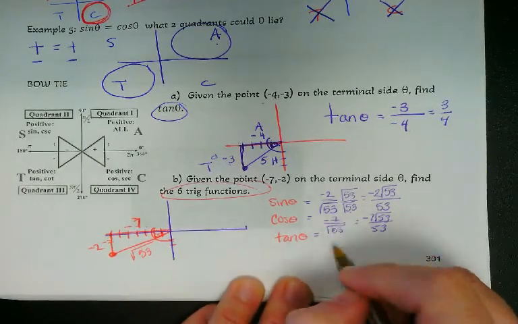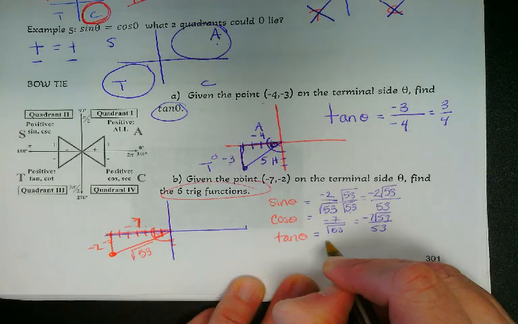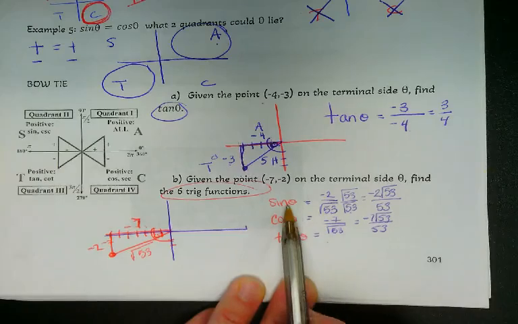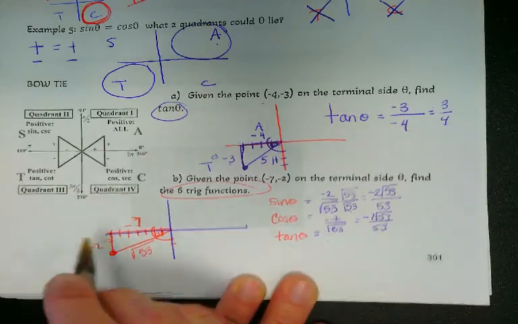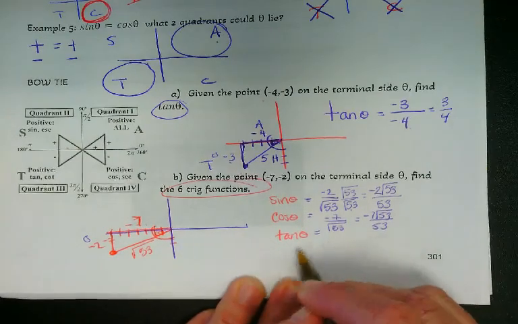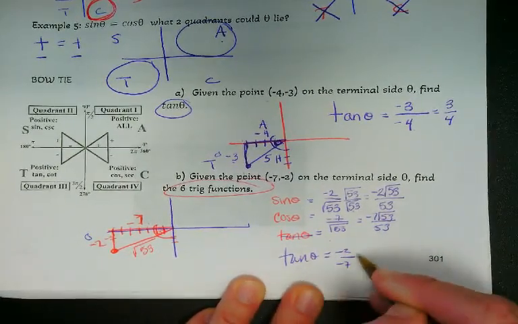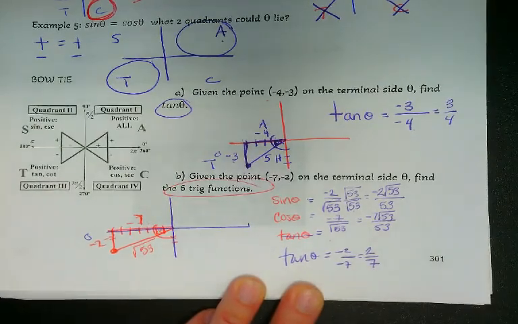And tangent. McKenna, what do you have for tangent? Sine, or I guess sine is O over H. So negative 2 is opposite. Correct. So negative 2 over negative 7. Yes, negative 2 over negative 7. And then we're really just going to call that 2/7 because those two negatives make a positive.